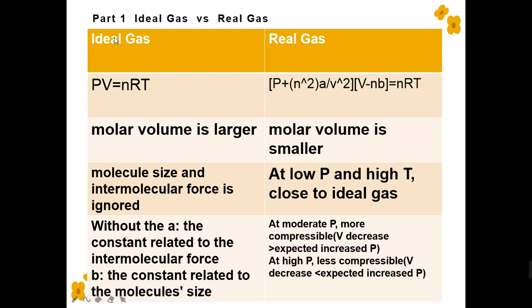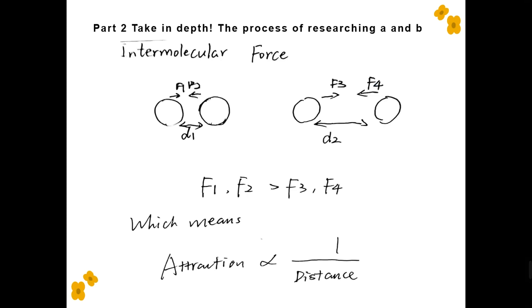So, the ideal gas is without a and b, unlike the real gas law equation. a is a constant related to the intermolecular force. b is a constant related to the molecule size. So, when I mention a and b, let's move on to part 2.